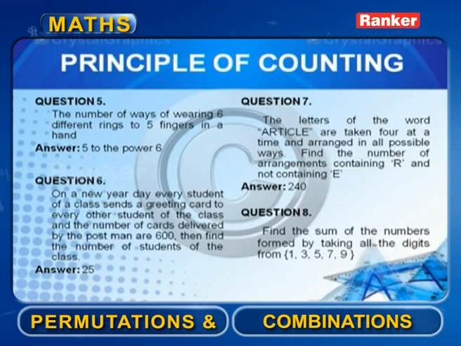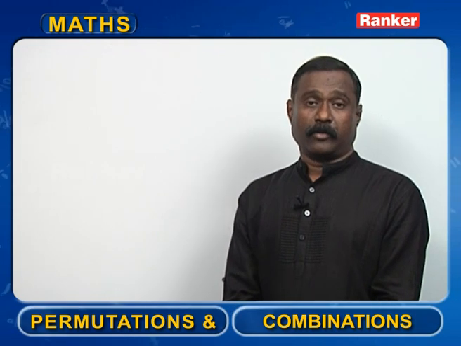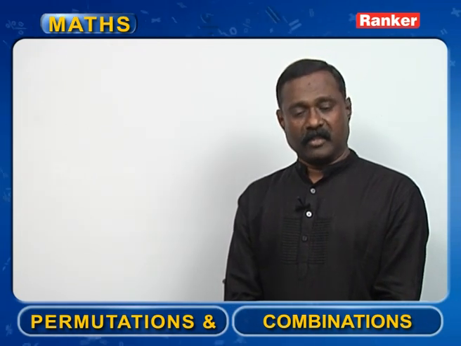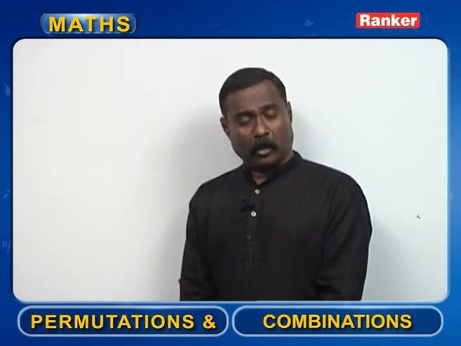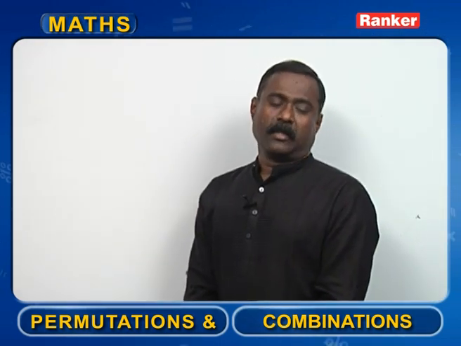Next, find the sum of the numbers formed by taking all the digits from 1, 3, 5, 7, 9. And you have to go through the question carefully, which is very, very important, and also a little tricky.